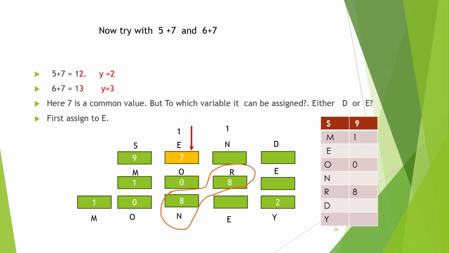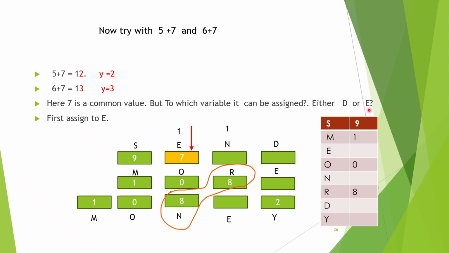So now try with the two sets of numbers, 5 plus 7 and 6 plus 7. 5 plus 7 equals 12, and 6 plus 7 equals 13. So here y equals 2, y equals 3. Y cannot be 1. Here 7 is a common value. But to which variable can it be assigned? 7 is the common value here. To which variable can 7 be assigned?